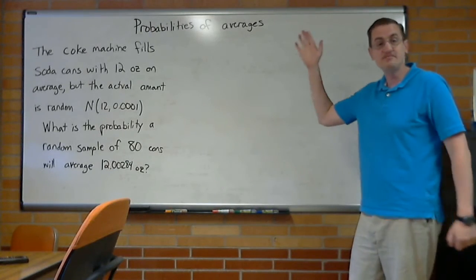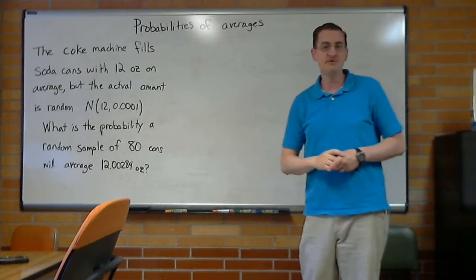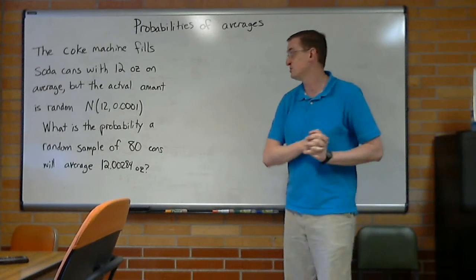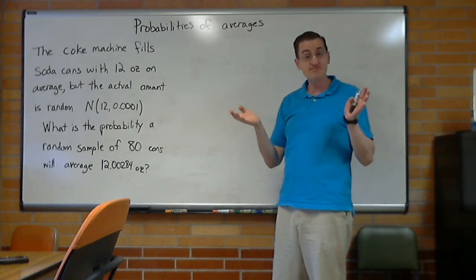Let's do some probabilities for averages. Here we've got a Coke machine. I kind of made these numbers up. Please do not contact the Coca-Cola company. Let's say it fills soda cans with 12 ounces, because that's what a can is supposed to have.